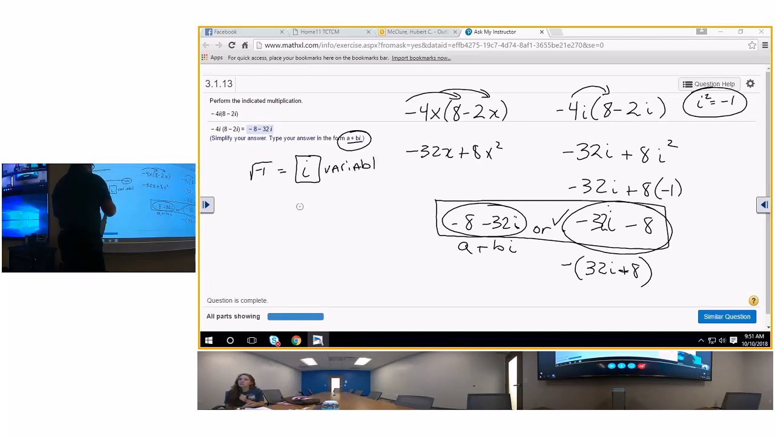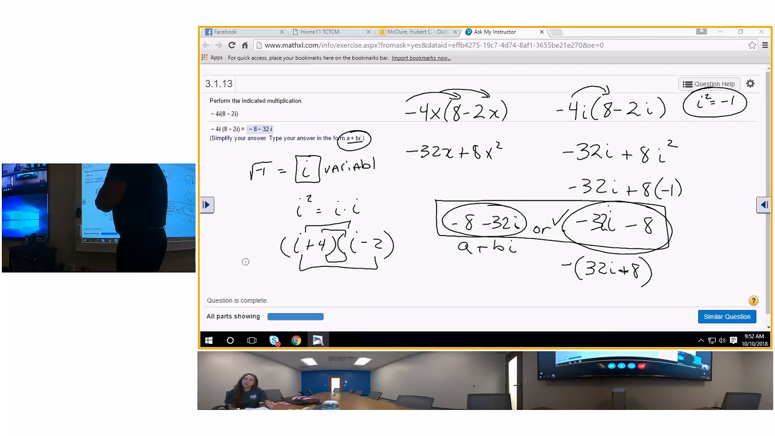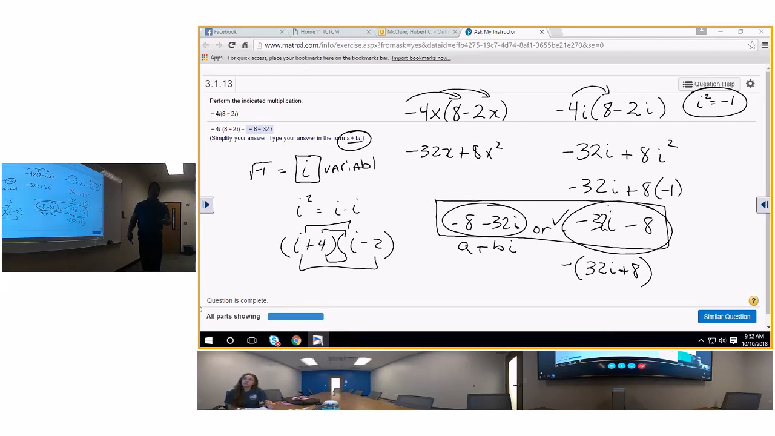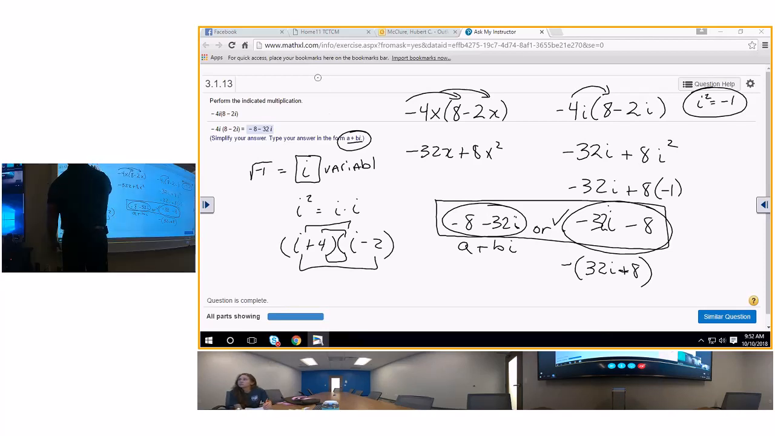So I can take I squared, and I can say that's equal to I times I. And I can do I plus 4 times I minus 2, and I can use the what method? The FOIL method. You see what I'm saying? So when you turn it into I, you can actually work algebra problems with a variable. Now the two things that you need to remember about I is that I, the square root of -1, is equal to I, and I squared is equal to -1.